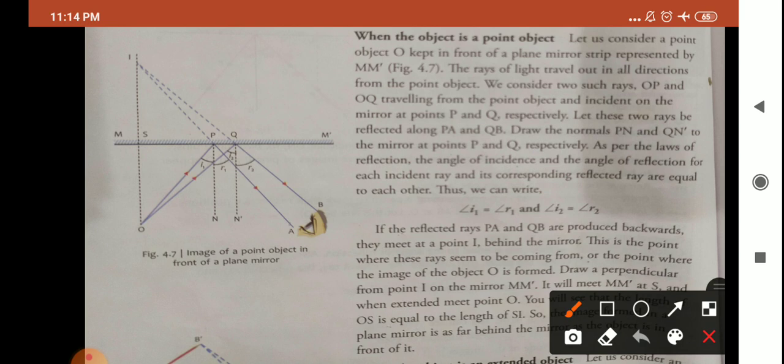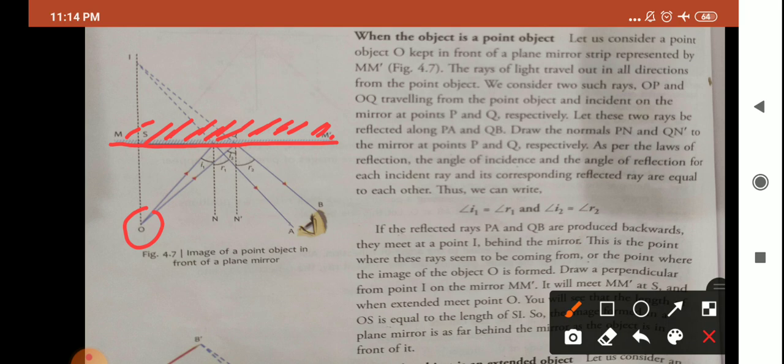Now children, here you can see that the small dot, that is point O, is the object, and this point object is kept in front of this plane mirror. This portion where I am shading is the coated portion of the mirror. As you know, in a mirror one side is coated and the other side acts as the reflecting surface; one side is coated with silver, called silvering.